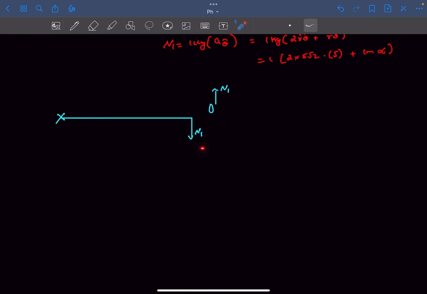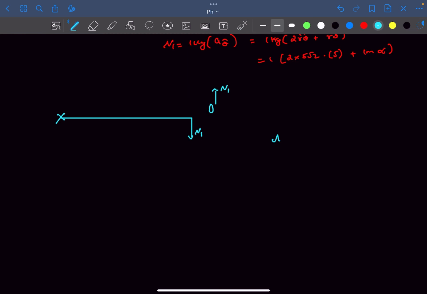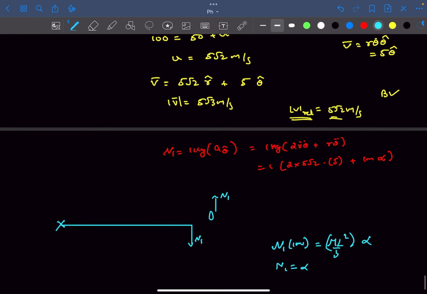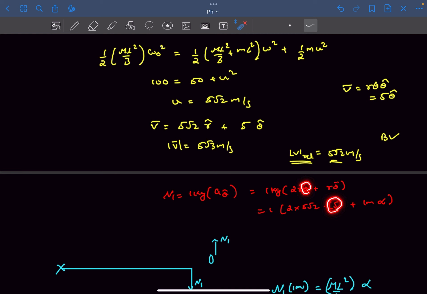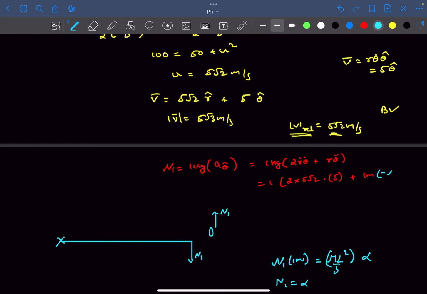So now we can write the tau equal to I alpha equation for this rod. N1 multiplied by L, which is 1 meter, equals I about the hinge, which is ml square by 3, times alpha of the rod. So from here, we'll get N1 as alpha in magnitude. One more thing: we took theta dot as plus 5, and the reason for that is omega is increasing theta, so we take it as positive. But in the case of alpha, as alpha is decreasing omega, we have to take this as minus alpha.